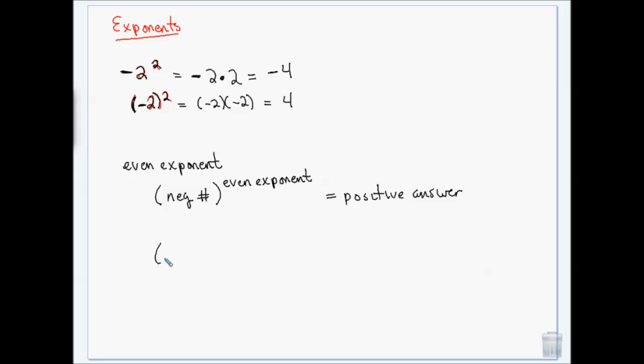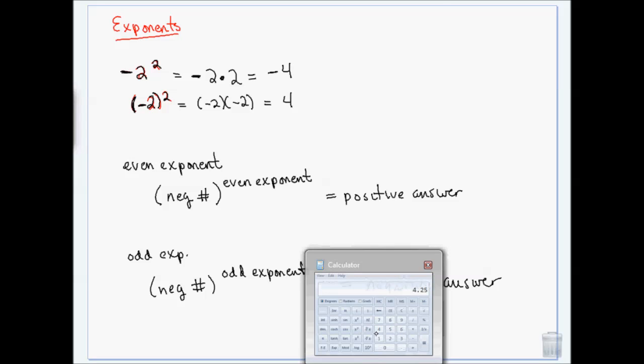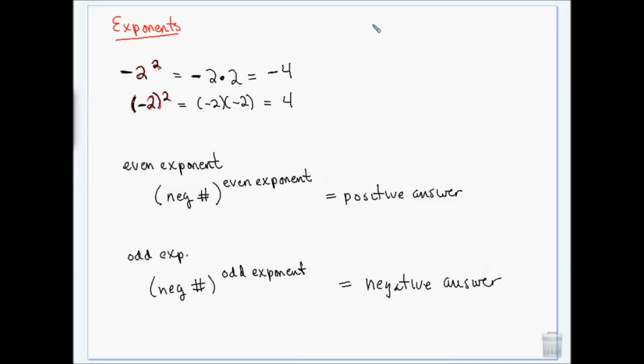If I have a negative number with an odd exponent, so I have a negative number with an odd exponent, I'm going to get a negative answer. That's when it's inside the parentheses. Now, if I have no parentheses, so if I have a negative number to any exponent and there's no parentheses, well then this will be a negative answer. Because this negative out front is not even being affected, it's just hanging out.